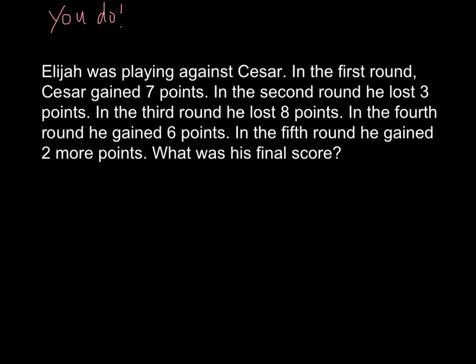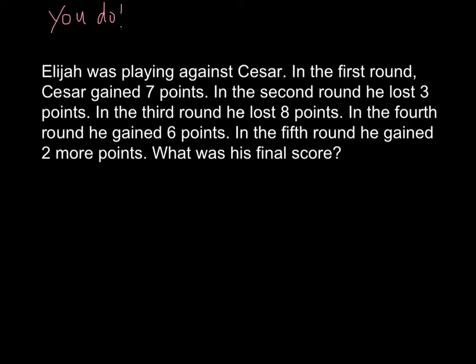So Elijah was playing against Caesar. In the first round, Caesar gained 7 points. In the second round, he lost 3 points. In the third round, he lost 8 points. And in the fourth round, he gained 6 points. In the fifth round, he gained 2 more points. What was his final score?